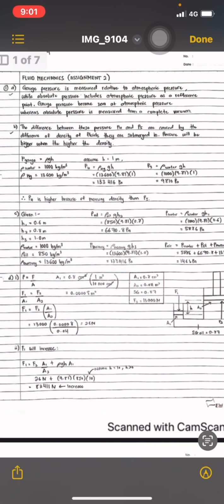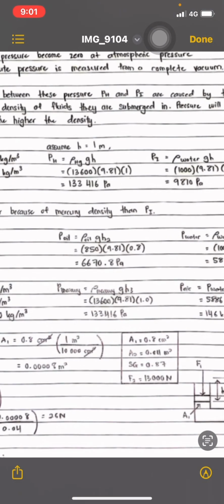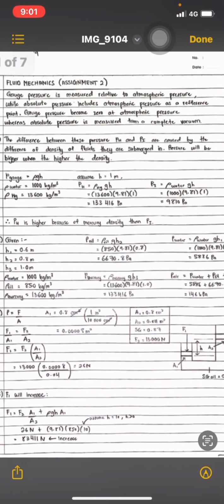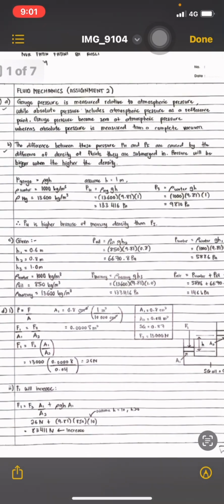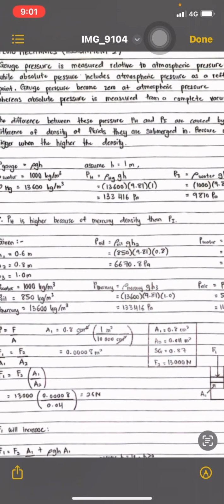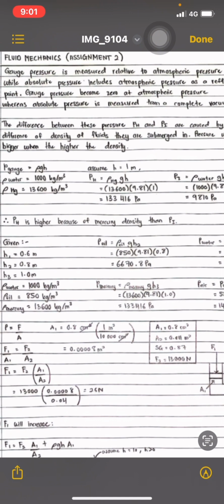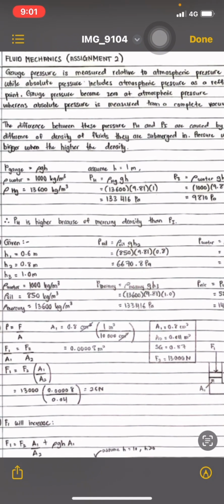I also include some calculation to show that there's a pressure difference between these two fluids. First, one fluid is mercury, and the other fluid is water as the medium. So it shows that the pressure is higher because the mercury density is higher than the water density.